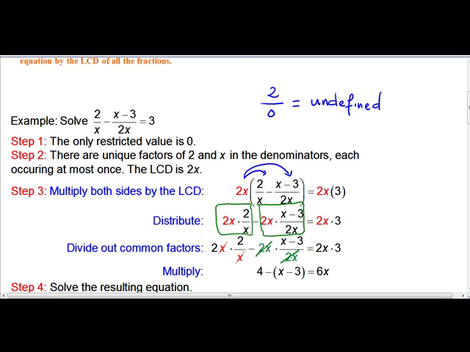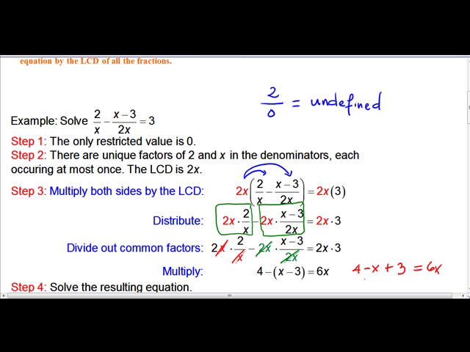Right here, I cancel out the x, so I get 2 times 2 is 4 here. The minus between them, I bring down. Over here, I take 2x times 3, which is 6x. Now I'm going to solve the equation by distributing the minus inside. So I have 4 minus x plus 3 equals 6x.